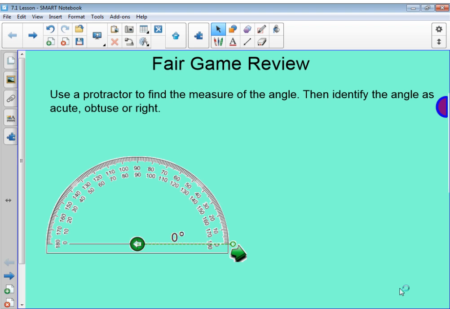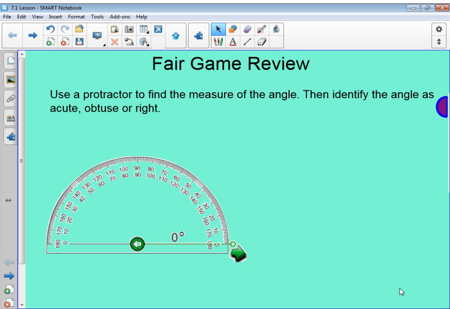Okay, so this is review. So we're going to review, first of all, types of angles. So we have different types of angles. We have acute angles, obtuse angles, right angles, and we also have straight angles, but we're going to be working with acute, obtuse, and right. So let's review first of all what they are.